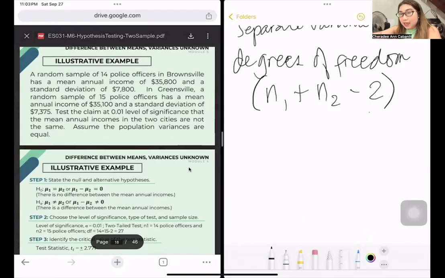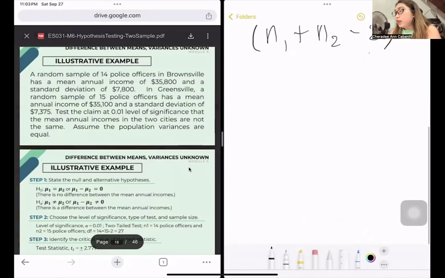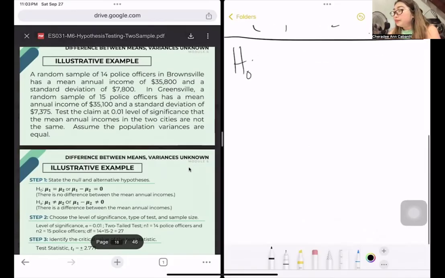So if that's the case, then automatically we use the pooled t-test, knowing that the n is less than 30. Now you will not add n1 and n2. It means that n1 alone is less than 30 and n2 alone is less than 30. Okay, proceed. So what's your H0 then?